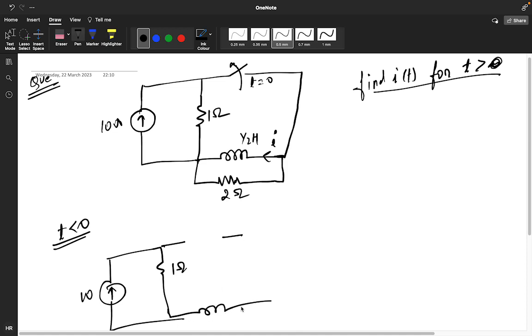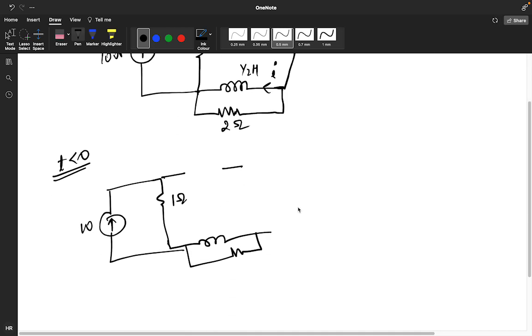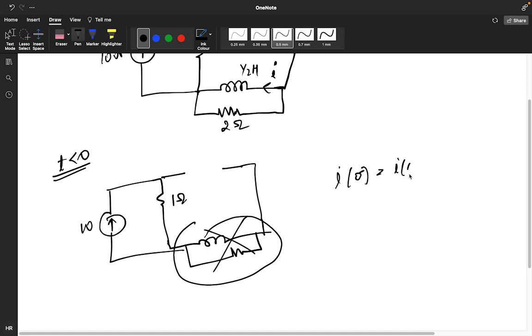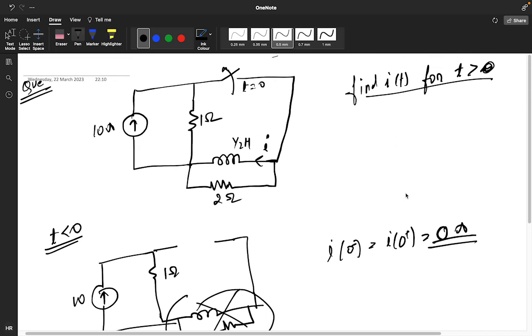So there is no current, so this will become your irrelevant part if it was open. So no current will go, so it will become my irrelevant part. So I am getting I of, this is my inductor current, so I of 0 minus or I of 0 plus is equal to how much? 0 ampere, right?